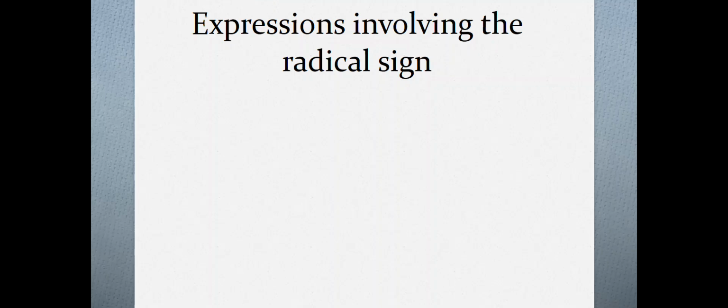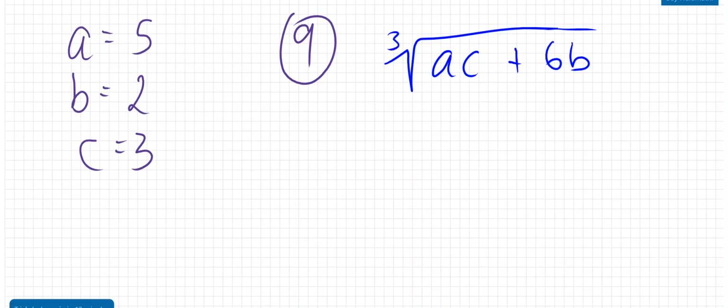Our next example will have expressions involving the radical sign. If you have forgotten what the radical sign is, it just involves this symbol here. We could have, for example, the square root, where there's an invisible 2 there. In this example, we have the cube root, because they've shown us a power 3 just over here. That's why we know it's the cube root.